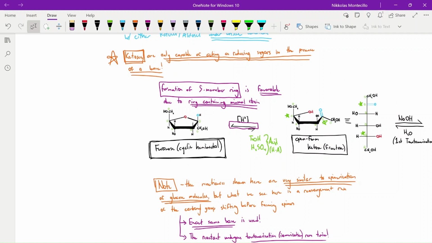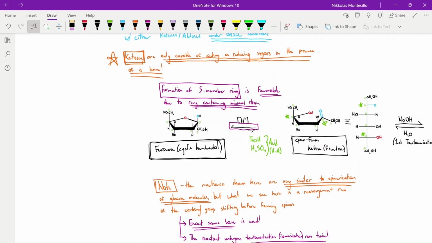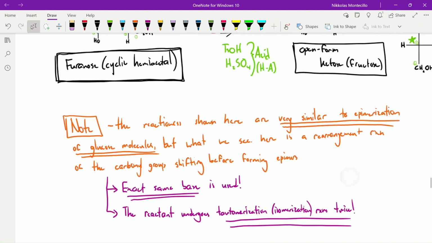Okay. So the reactions shown here are very similar to epimerization of glucose molecules, but what we see here is more of an internal rearrangement reaction of the carbonyl group shifting before forming epimers. So in epimerization, the exact same base is used, and the reactant undergoes tautomerization or isomerization reactions twice. And this is particularly for ketoses, okay? If it was just aldoses, we just directly go straight to epimerization, okay?